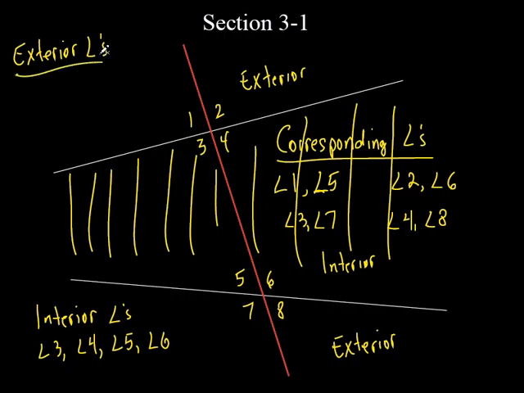So let's list, I'll write it again, let's list the exterior angles, and I'll put interior angles. All right, so which ones are the exterior angles? Angles what? 1 and 2. What else? 7 and 8. So I'll just list them like this. All right? So those are all my exterior angles.